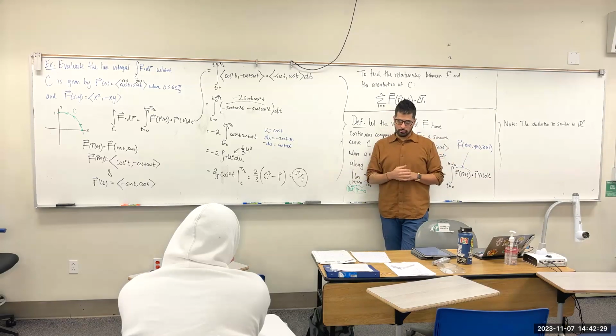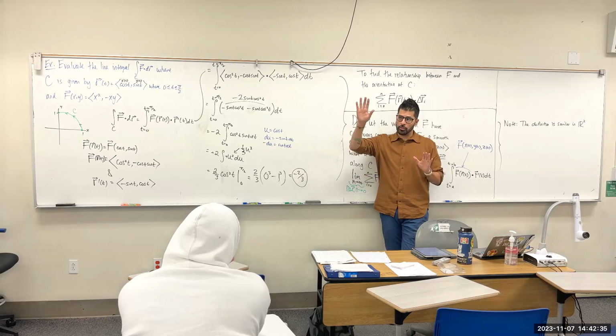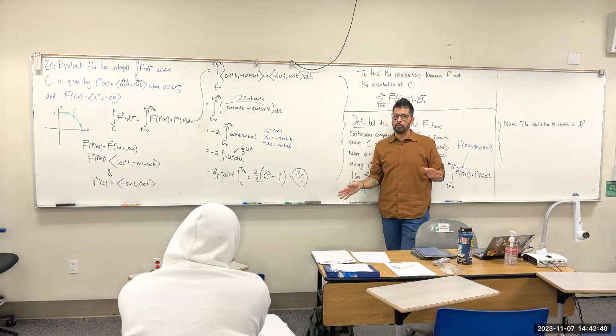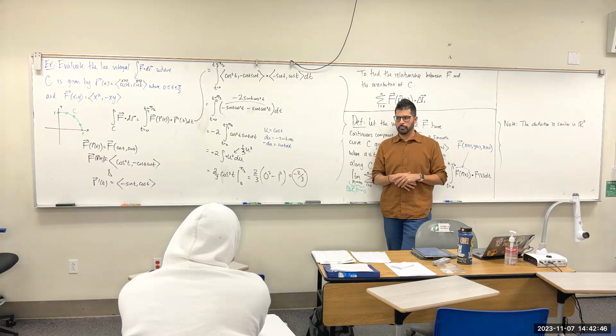Sometimes you'll get 0. And if you get 0, it could be that most of the time, like half of the time, you were going with it and half of the time going against it. Or it could mean that most of the time you were just perpendicular. Yeah, so that's kind of the interpretation.